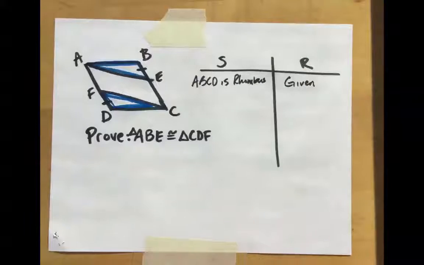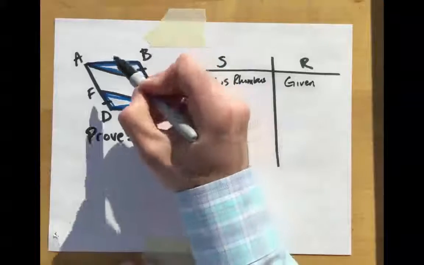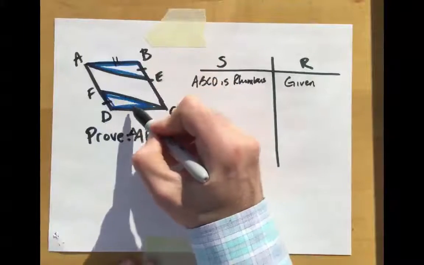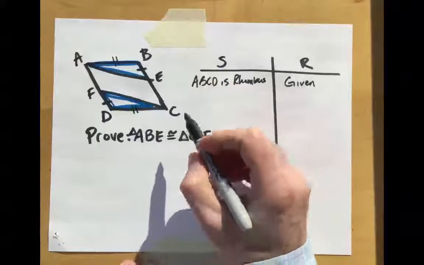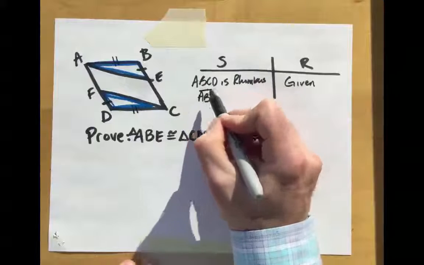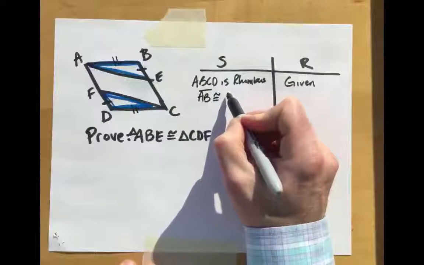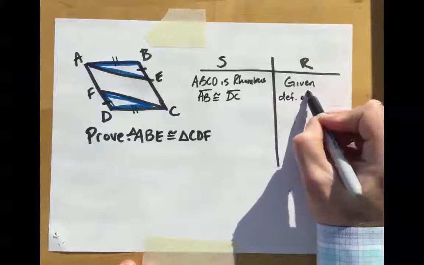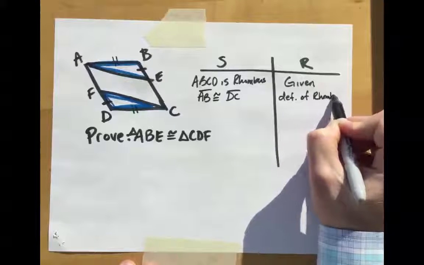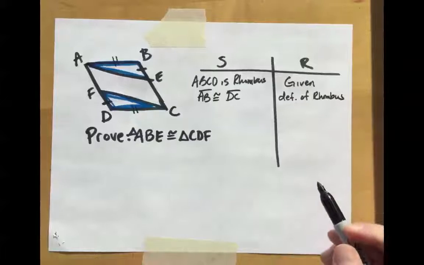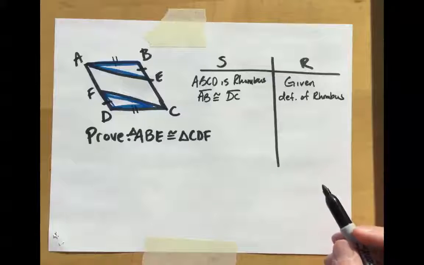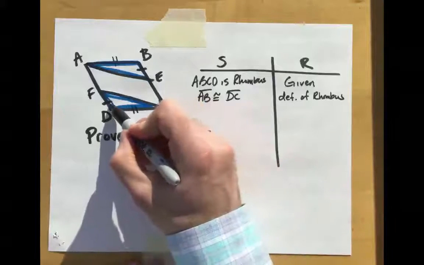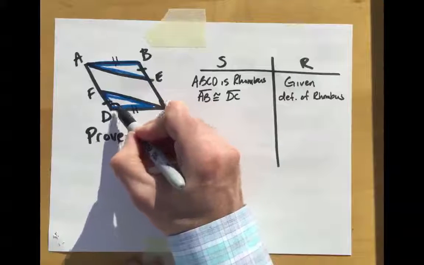Now, from that given information, we know that a rhombus has all congruent sides. So I'm going to go ahead and mark that side AB is congruent to DC, and that will be my next statement. And we can claim this by the definition of a rhombus. Now, my next thing I want to do is state that there is an angle that's congruent, because I'll want to fit it into that side angle side congruency.